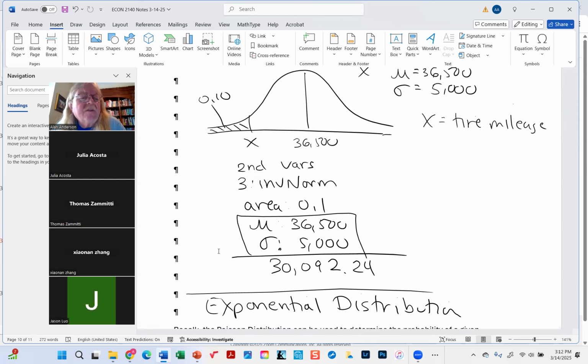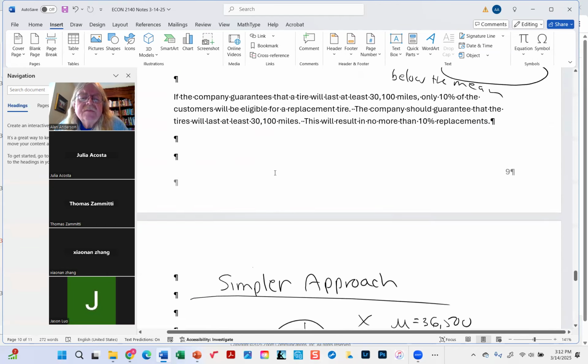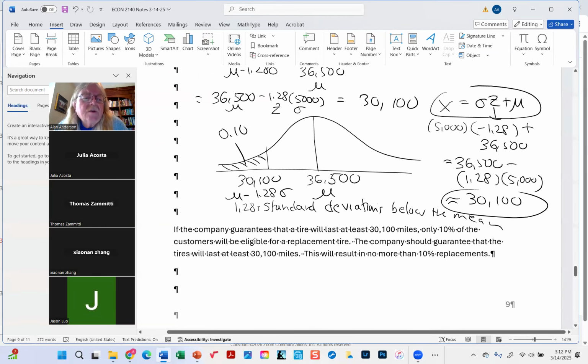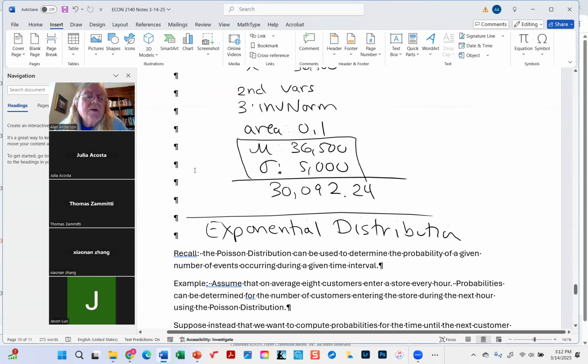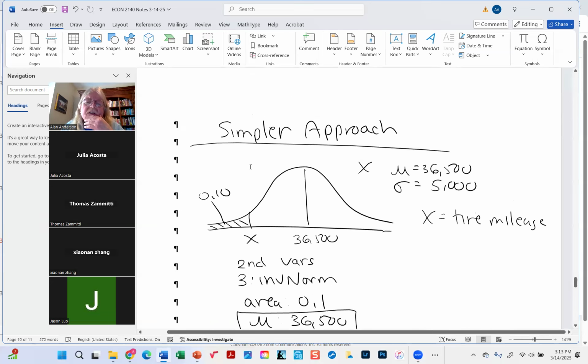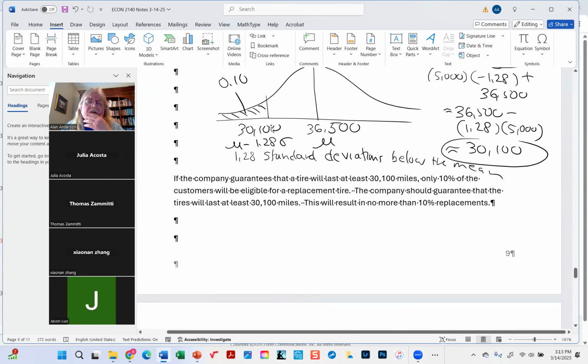There's some rounding differences here, and that's because this 1.28 is only an approximation. So the two approaches will give us slightly different numbers. I'm not sure which one MindTap will ask for, but it's good that we know both of them. So it's going to be, any way you look at it, approximately 30,000, in this case, 92.24, just a tiny bit different than this one, 30,100.